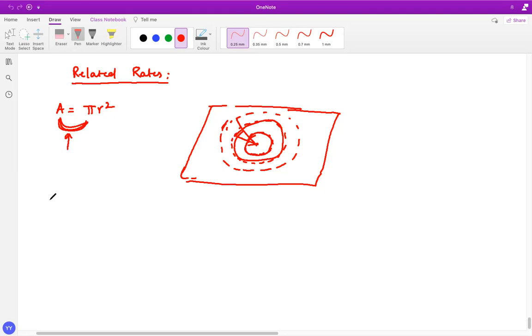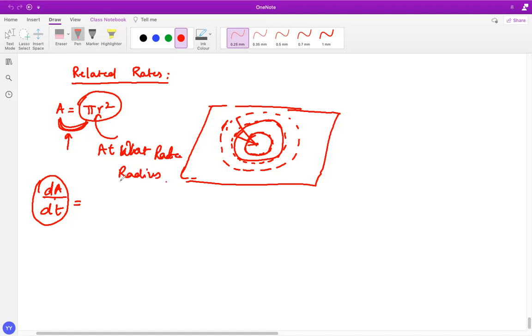Now, in this example, if I differentiate with respect to time, my left hand side is dA by dt. The significance of this is the rate at which area is changing with respect to time. And my answer will be in terms of radius, and at what rate the radius is changing with respect to time. That's a crucial question. So related rates help us link two different quantities with respect to the time parameter.